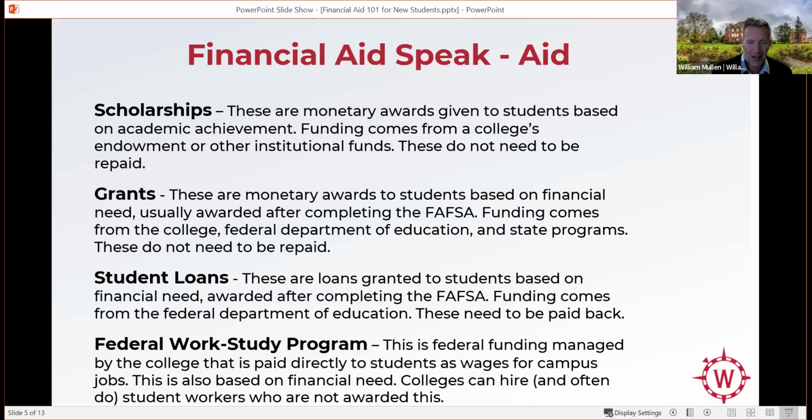But if you don't receive federal work-study, that doesn't mean we can't hire you. We do hire a lot of students to work at Willamette. We try to give preference to students who have federal work-study, but oftentimes we have students that have federal work-study and who don't have federal work-study working at Willamette.